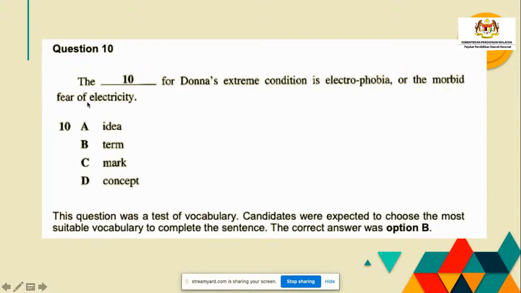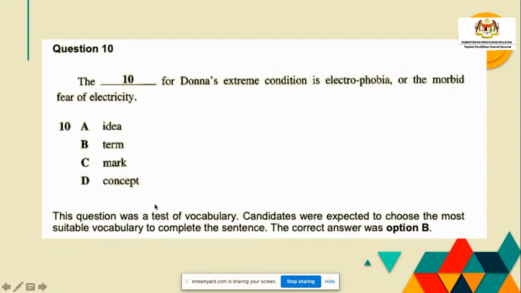Tengok, kita dah belajar ilmu baru hari ni. Okay, so apakah yang paling sesuai dekat sini? Okay, dia memberi penerangan tentang penyakit donor, nama penyakit donor. Adakah dia sebuah idea? Adakah dia satu terma? Adakah dia satu mark? Ataupun adakah dia satu konsep? So penyakit ni sebenarnya apa? Okay, so yang paling tepat adalah terma. Okay, nama penyakit dia adalah electrophobia. So itu caranya kita nak cari yang paling tepat.